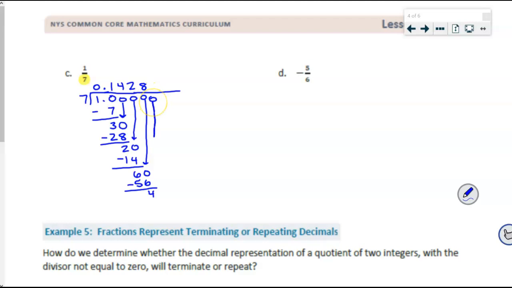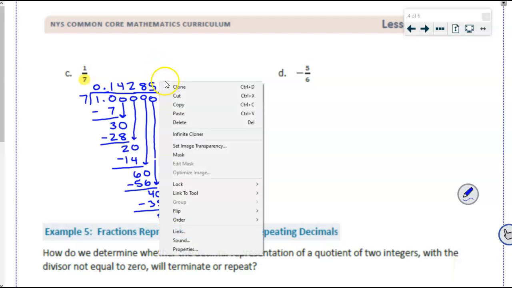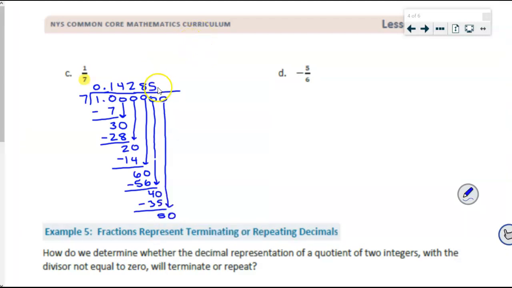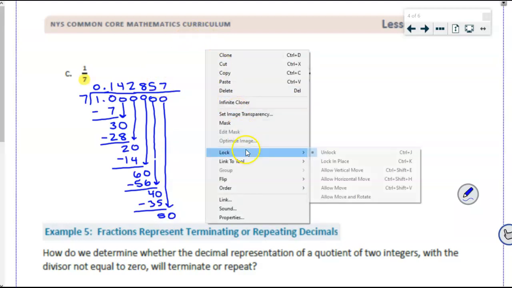Can 7 go into 40? Yes, it can. 5 times. 5 7s is 35. 5 away. Annex a 0. Can 7 go into 50? Yes, it can. 7 times. I didn't leave myself enough space. Did you guys leave yourself enough space? Me either.